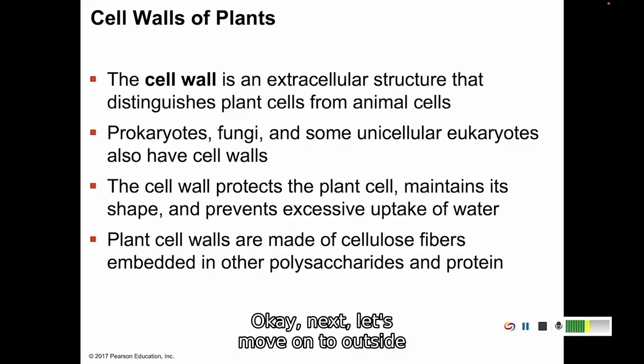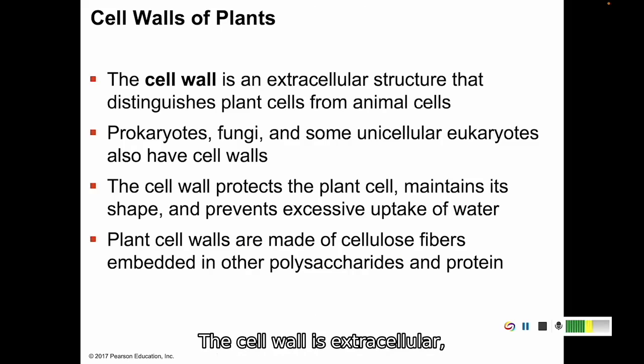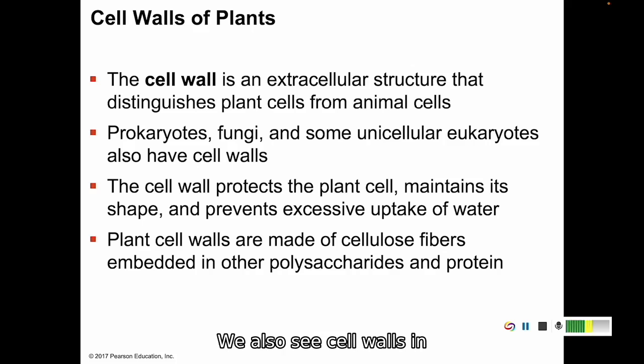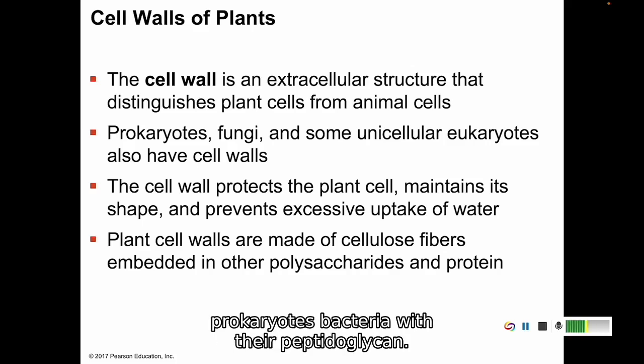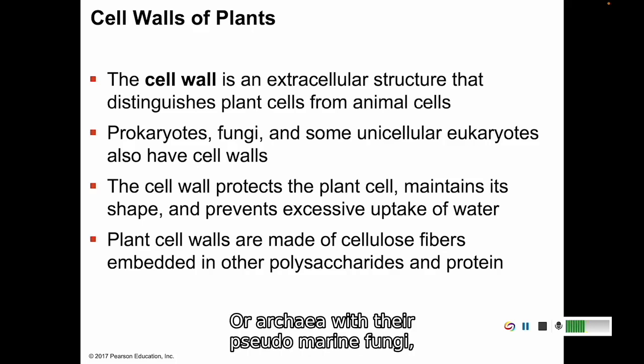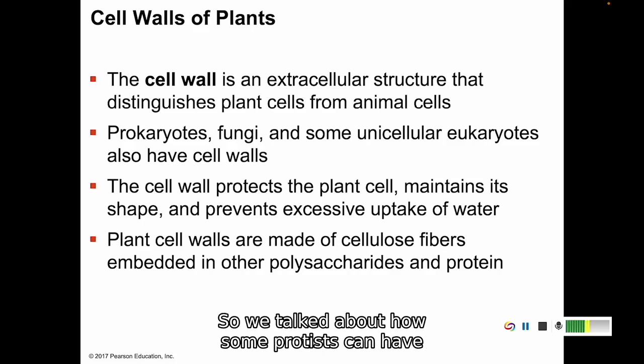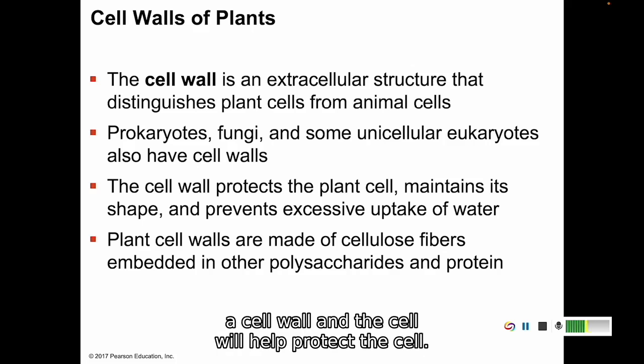Okay, next, let's move on to outside the cell. In plants, you have a cell wall. The cell wall is extracellular. It's outside of cells. And this is a feature that distinguishes plant cells from animal cells, because plant cells have cell walls and animal cells do not. We also see cell walls in prokaryotes, so bacteria with their peptidoglycan, or archaea with their pseudomurein, fungi with their chitin. Some unicellular eukaryotes, so we talked about how some protists can have a cell wall.